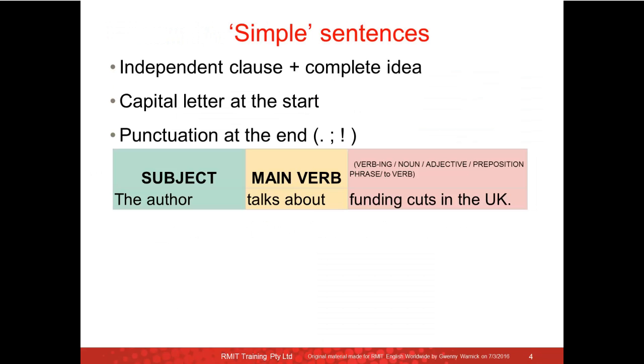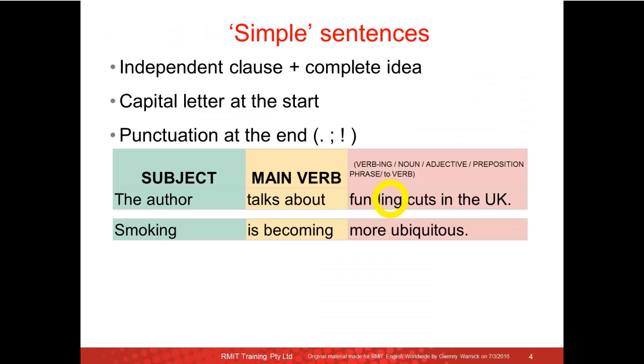For example, the author talks about funding cuts in the UK. Here we've added a noun phrase to the verb to show what the person is talking about. Then we have a complete idea which allows us to make a sentence. Again, you can see that if we're anywhere other than the main verb, we need to make our verb tenseless to show that it's not the main verb. In this case, we've made fund into funding to give more information about the types of cuts.